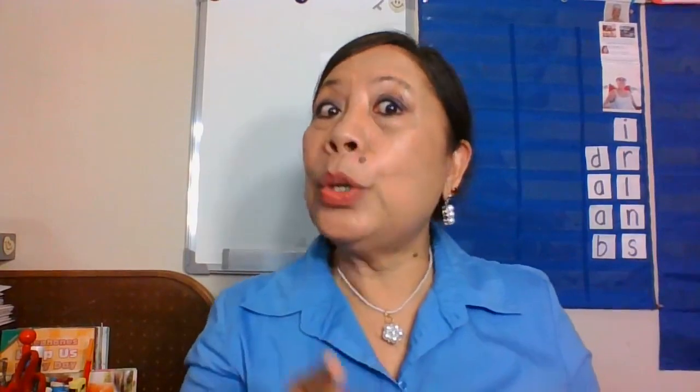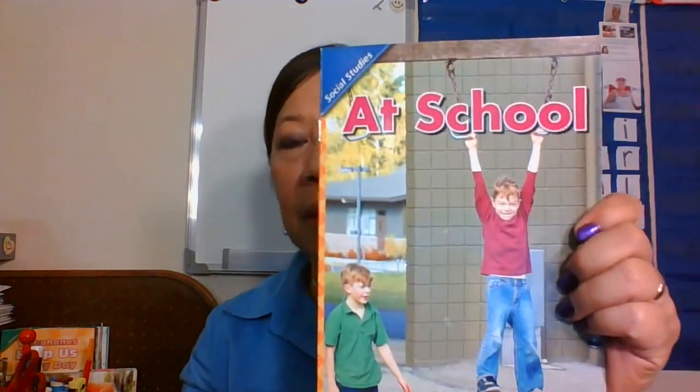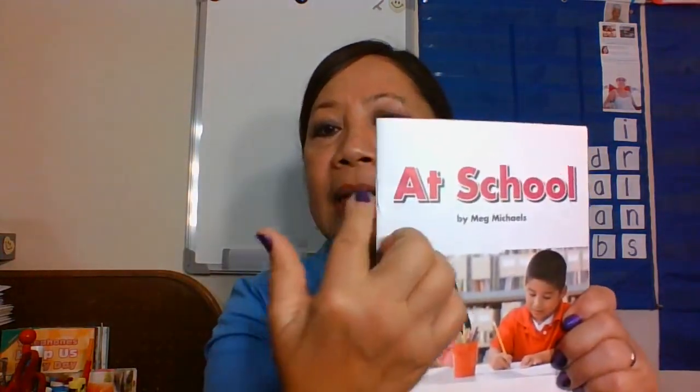All right. And when we look at the book, that means we are going to read. This is the cover of your book. The title is At School, and it is written by Meg Michaels. Meg Michaels wrote this book. That means it's the author. When I open the cover, you will see the title page, and it has the same title, At School by Meg Michaels.